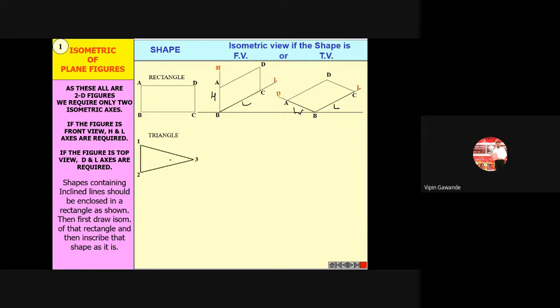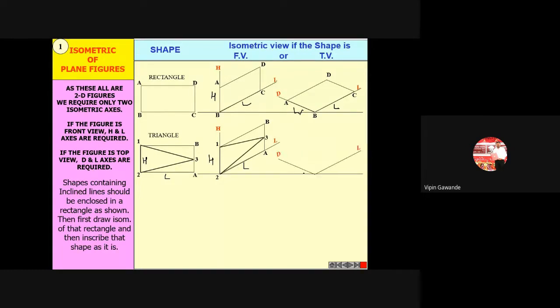Then if you have to draw the triangle, this is length and this is height. And if you are drawing the horizontal, then this is length and this becomes width. So we'll take here height or width. If you are taking height, then it becomes vertical. If you are taking width, it becomes horizontal. It is very simple.